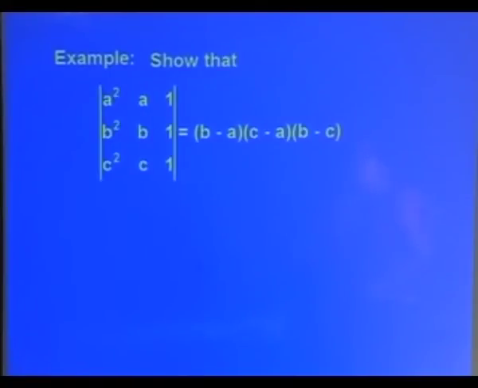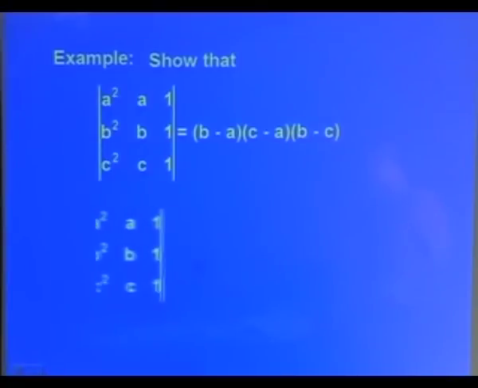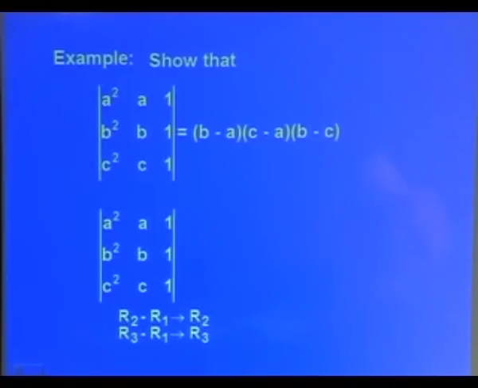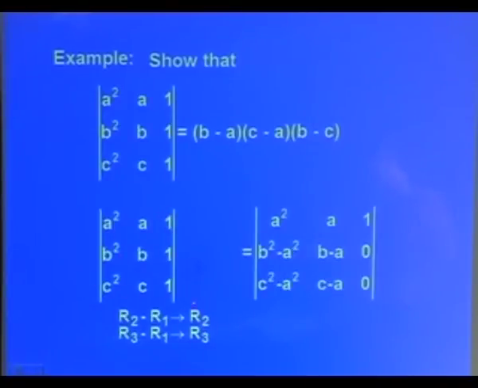Now, in this example, we will try to evaluate this determinant by using properties of determinants which we have discussed so far. We are trying to show that the value of this determinant is equal to (b minus a) into (c minus a) into (b minus c). This determinant is evaluated using elementary row operations. We will try to reduce it into a triangular matrix, so we apply a series of elementary transformations.